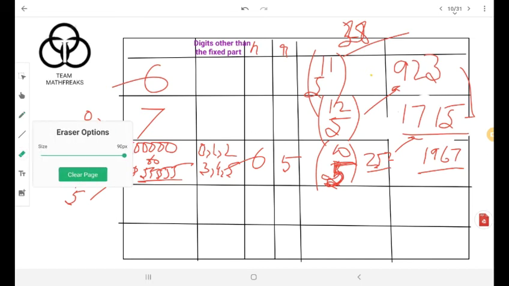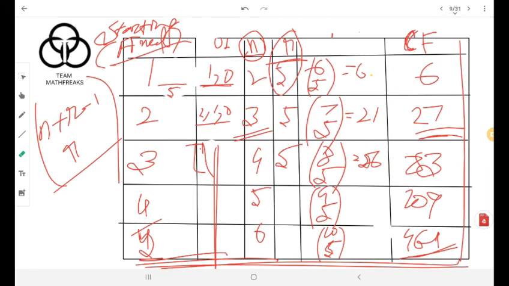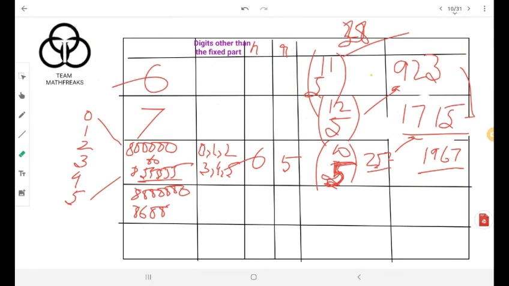Now here comes our knowledge: what should we select? How should we approximate this? Let us now consider 8, 6, 0, 0, 0, 0. Now they must be in decreasing order. What was the question? The digits occur in non-increasing order. So yes, this is our possibility, 8, 6.